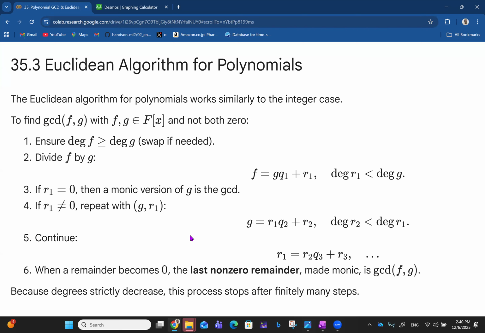If you continue that, you discover that r1 is now r2 q3 plus r3, and so on and so forth. When a remainder becomes 0, the last non-zero remainder made monic is the GCD of f and g. Since the degree strictly decreases, this process stops after finitely many steps.